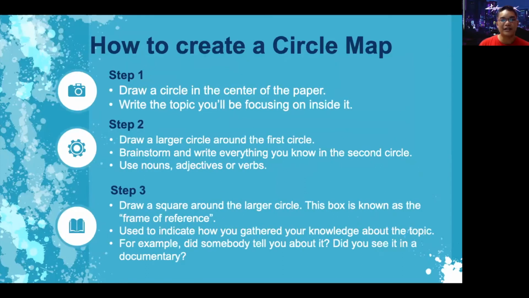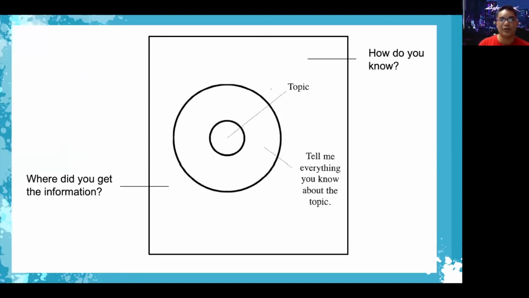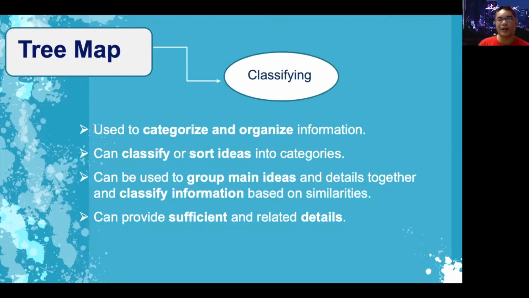How to create a circle map? Macam nak buat? Draw a circle in the center of the paper, write the topic you'll be focusing on inside it. Lepas tu apa? Draw a larger circle around the first circle, brainstorm. Kita buat bulat-bulat lah. Ni contoh topik. So tell me everything you know about the topic. Where did you get the information? Circle map. Senang je supaya orang senang faham.